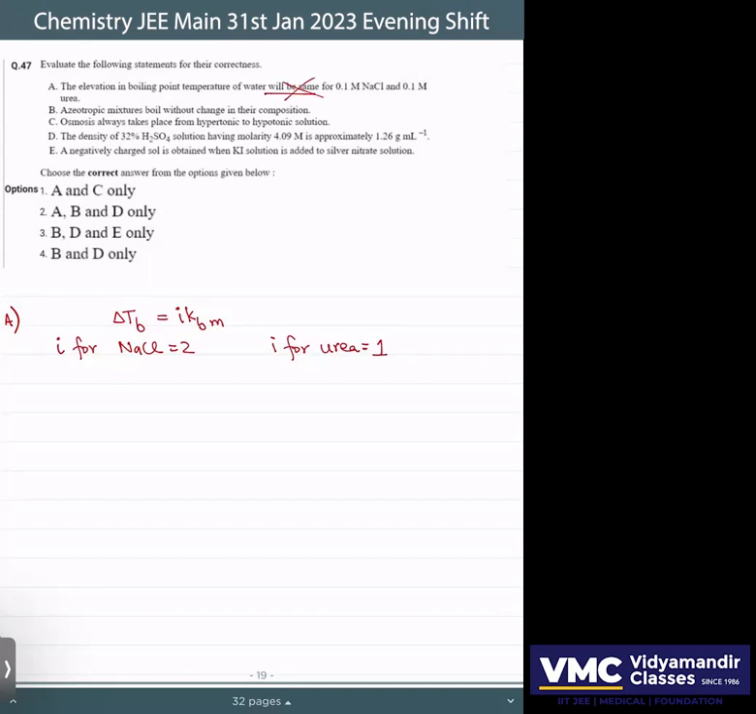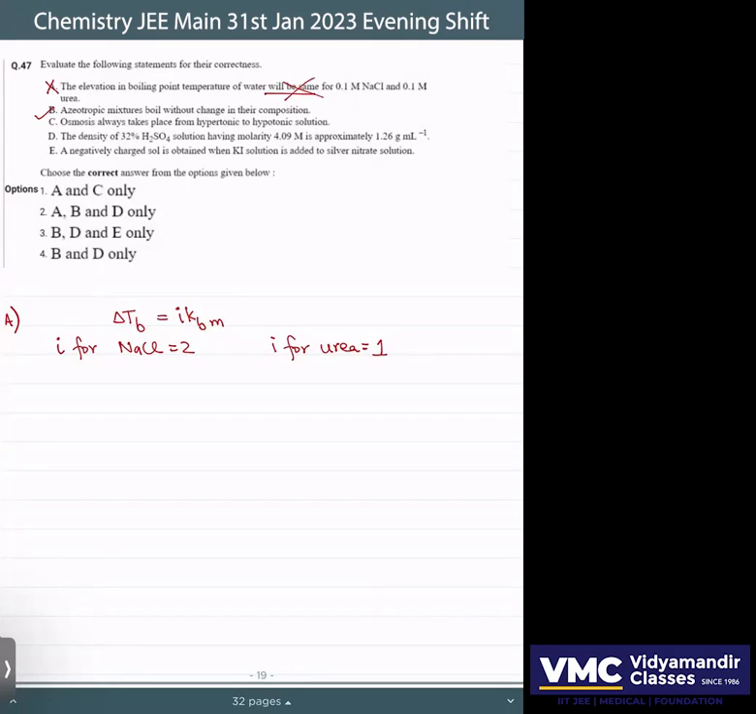B is azeotropic mixtures boil without change in their composition. So yes, it is true. Azeotropic mixtures boil without change in their composition. It is a correct statement. Option A was incorrect. Option B is correct.